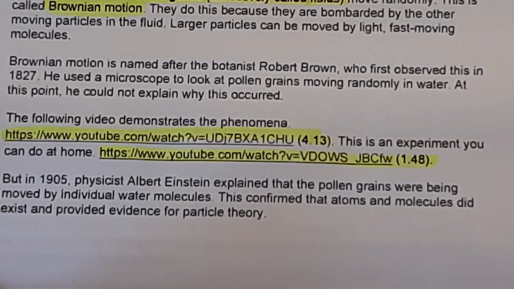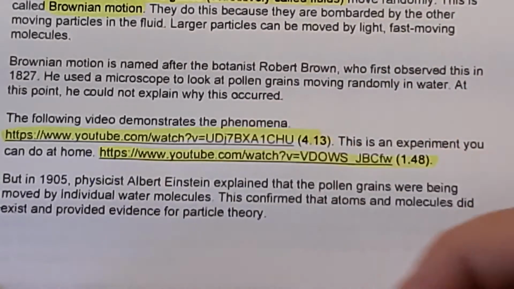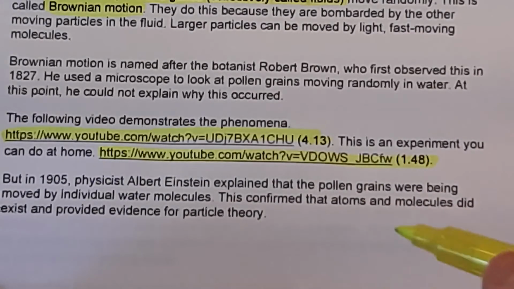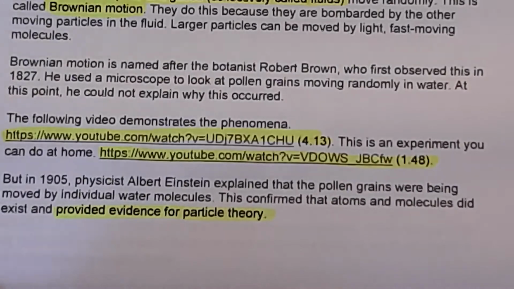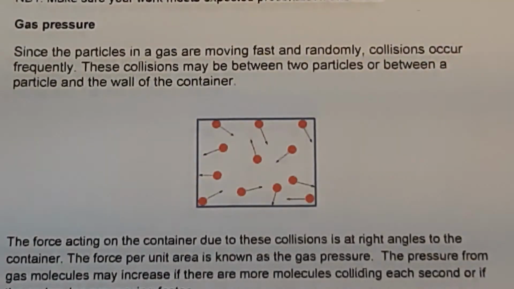So in 1905, physicist Albert Einstein, who I'm sure you've heard of, explained that the pollen grains were being moved by individual water molecules. And this confirmed that atoms and molecules did exist and provided evidence for particle theory. So that's rather exciting. This Brownian motion observed when we saw pollen grains moving randomly in water was evidence for particle theory. So we're going to move on to page 26, gas pressure.